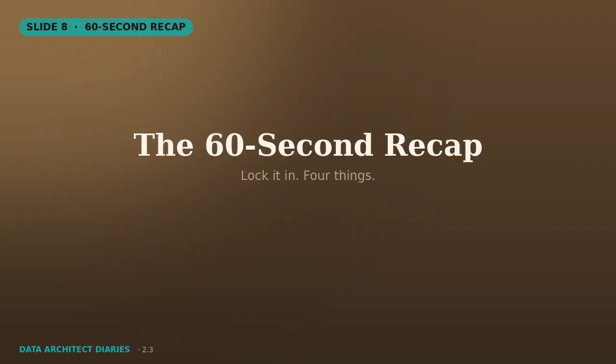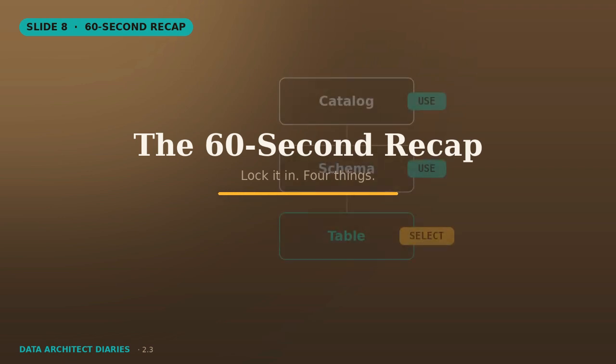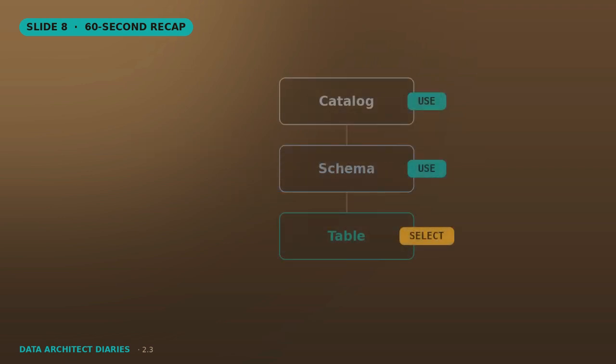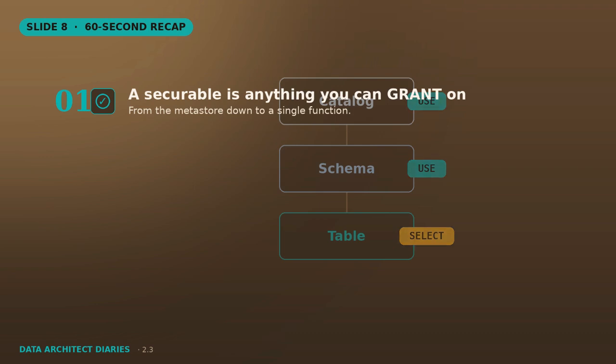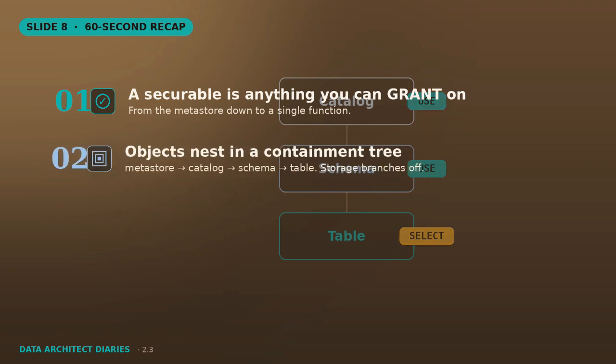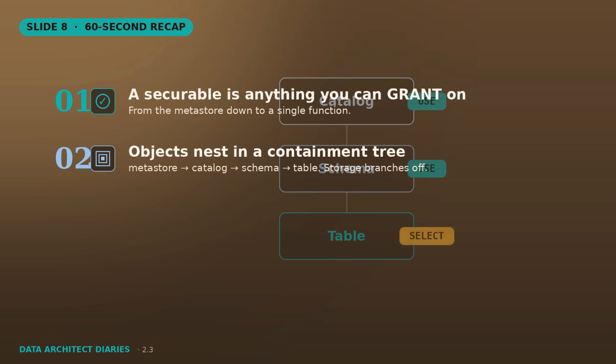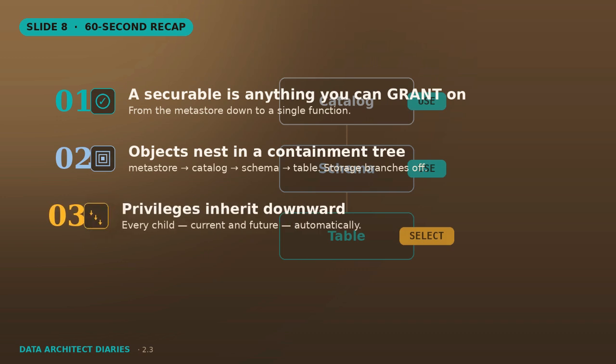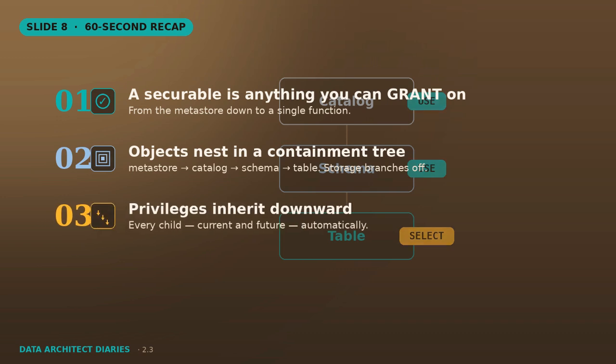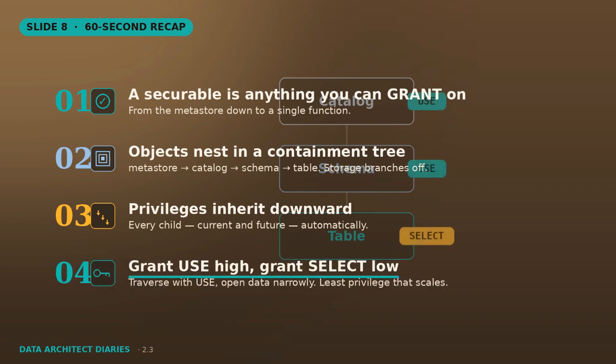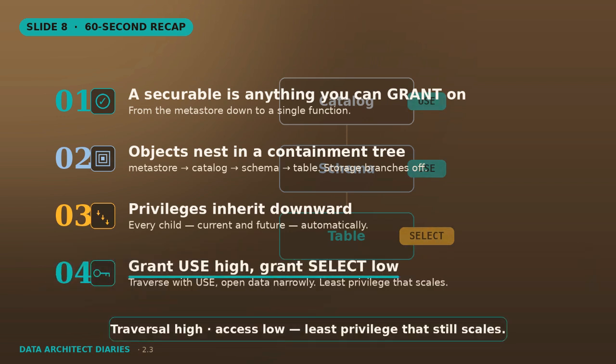So let's go through the 60-second recap now. Okay, lock it in. There are four things. First one: a securable is anything you can grant on, from the metastore down to a single function. Second one: objects nest in a containment tree. Metastore to catalog to schema to tables. Storage objects branch off separately. Third one: privileges inherit downward, to every child, current and future, automatically. The fourth one, the one to tattoo on your brain: grant USE high, grant SELECT low. Traverse with USE, open data narrowly with SELECT. Least privilege that still scales.